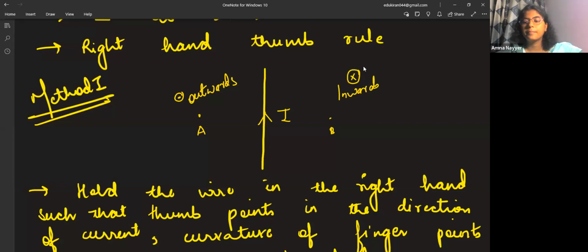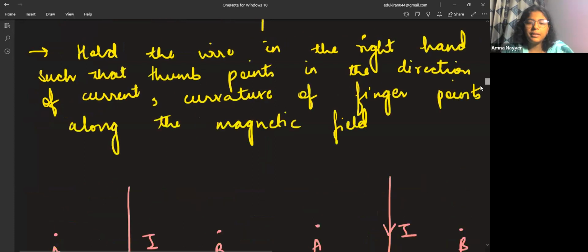So got it now? Yes, Chavez? Got it. Outwards, you're saying? No, I've understood. See, let me discuss this. See here.